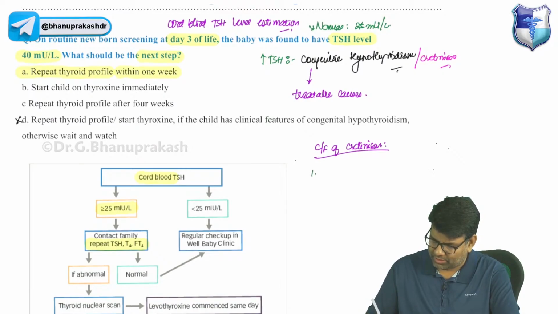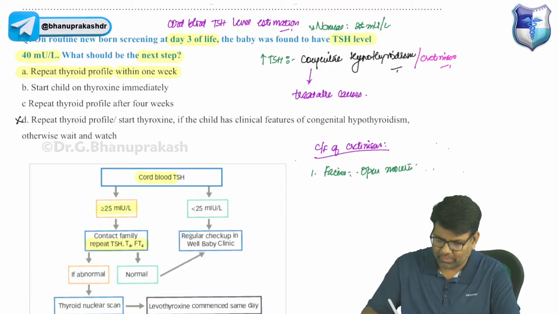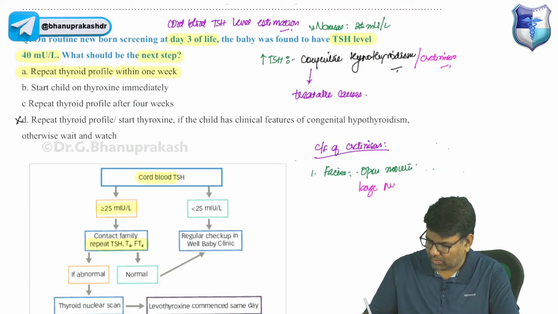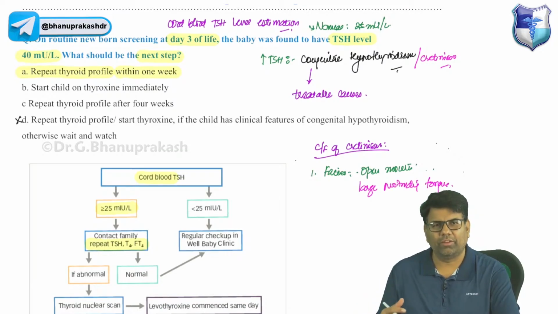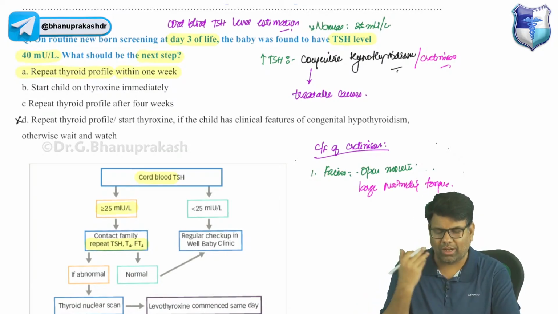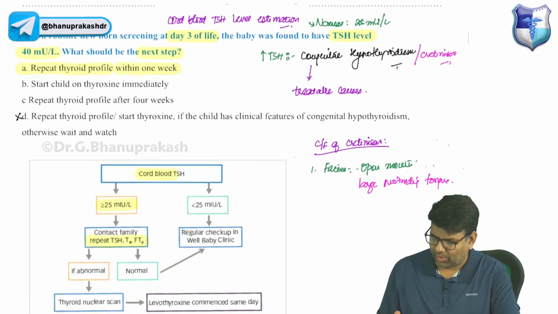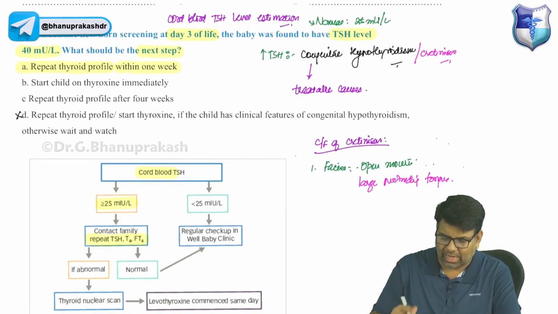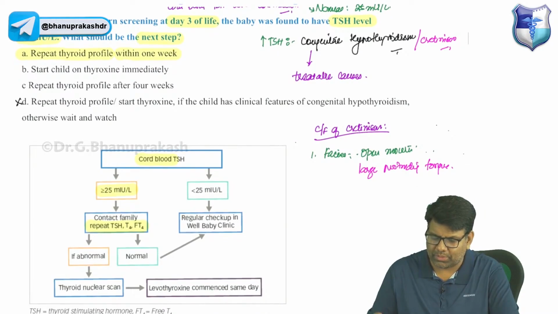If you look at the facies, the child will have an open mouth with a large protruding tongue. So very easy to identify. You will see a child with an open mouth and a large tongue which is coming out through the mouth. So this is a classical presentation. Yes, tongue protrusion, absolutely right.